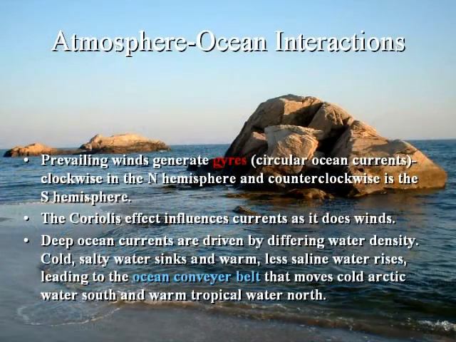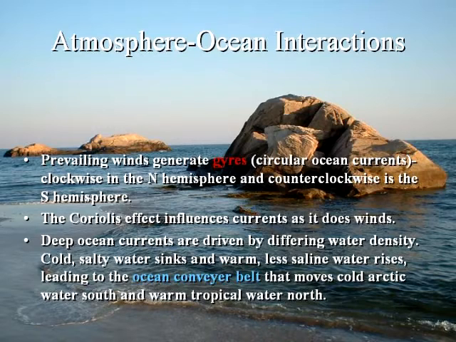So let's summarize. There are phenomena referred to as gyres, which are circular ocean currents, which in the northern hemisphere move clockwise and in the southern hemisphere move counterclockwise. These gyres are generated by prevailing winds of different latitudes on the planet.